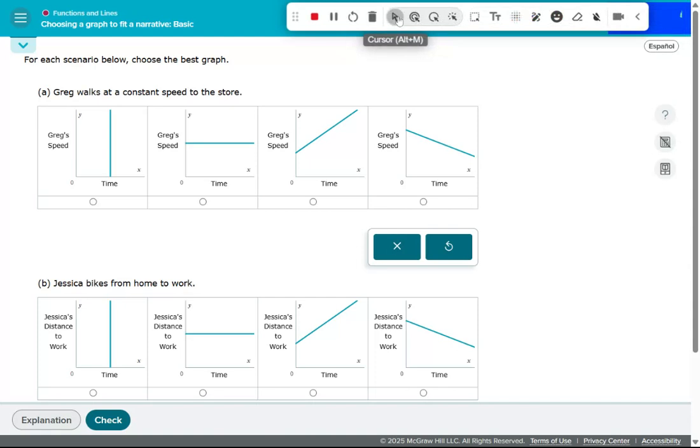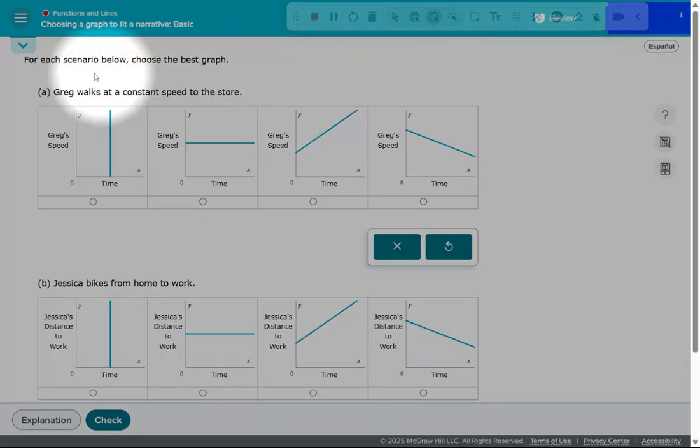We're going to look at a couple different extra scenarios for choosing a graph to fit a narrative. All right, so Greg walks at a constant speed to the store. So what is his speed over time? He's walking at a constant speed to the store.